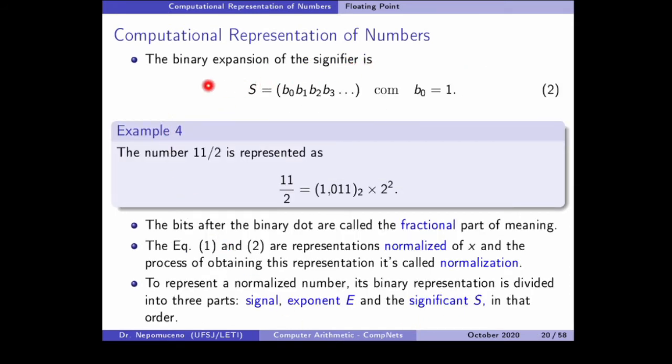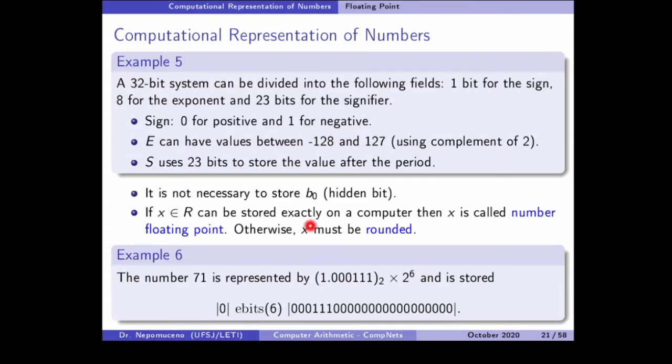Computational representation of numbers. The binary expansion of the significand is b0, b1, b2, b3, where b0 equals 1. The number 11 divided by 2 is represented this way. The bits after the binary point are called the fractional part of the significand. The equations 1 and 2 are the normalized representation of x, and the process of obtaining this representation is called normalization. To represent a normalized number, its binary representation is divided into 3 parts: sign, exponent e, and significand s, in that order.